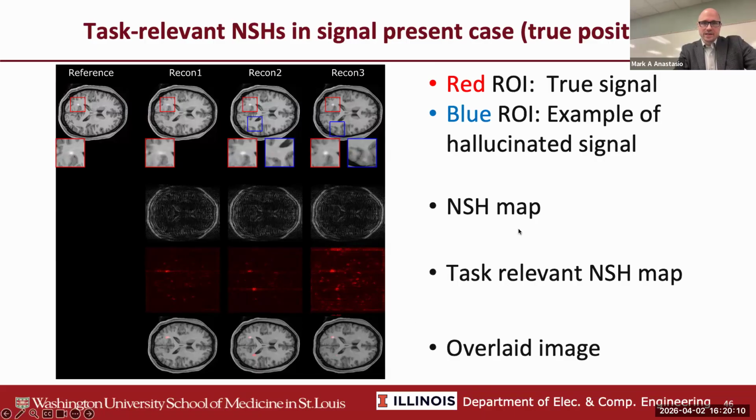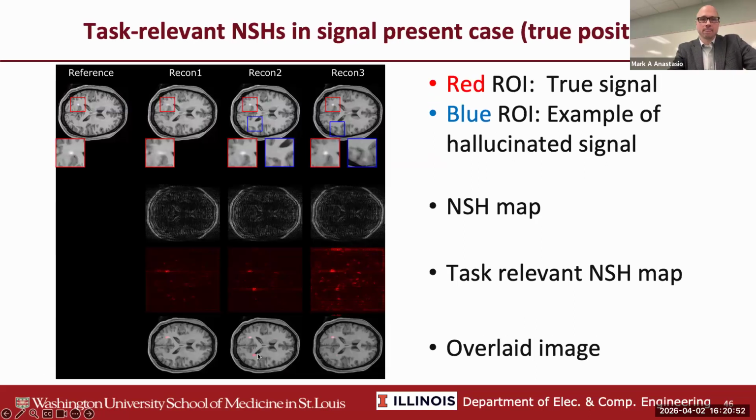In the next row, these are the null space hallucination maps. In other words, these are the null space components. If you project your reconstructed image onto the null space, you get this. You can see there's a lot of structure there, kind of hard to interpret. But if we compute the task relevant null space hallucination map, we get something much more interpretable. In all of the task relevant NSH maps, we see the true signal light up. But in reconstruction method 2 and reconstruction method 3, there are also some false positives showing up. And on the bottom, it just shows an overlay of the detected signals with the true object.